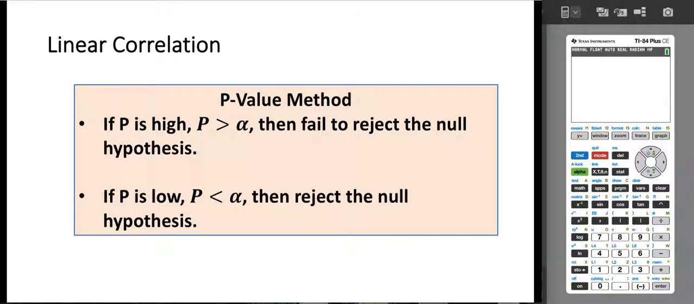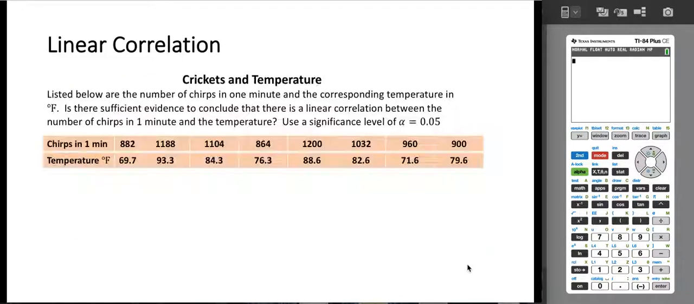We're going to be using the p-value method that we have used in several of the previous sections. You'll remember that we're going to use the calculator to calculate the p-value. If p is greater than alpha, that means if p is high, null must fly, and we will fail to reject the null hypothesis. If p is less than alpha, if p is low, null must go, then we will reject the null hypothesis.